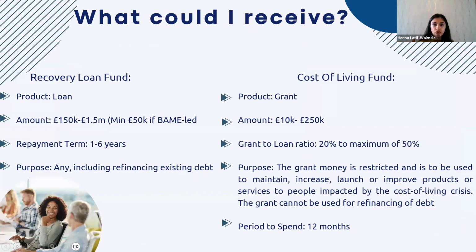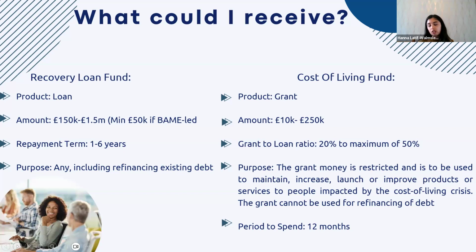So what could you receive? Like I said, it is a blended product of loan and grant. You can receive anything from 150k to 1.5 million in loan funding, and from 10k to 250k in grant funding. So it works out at the grant funding being around 20 to 50% of the loan product. But that's decided on a case-by-case basis with our investment committee.